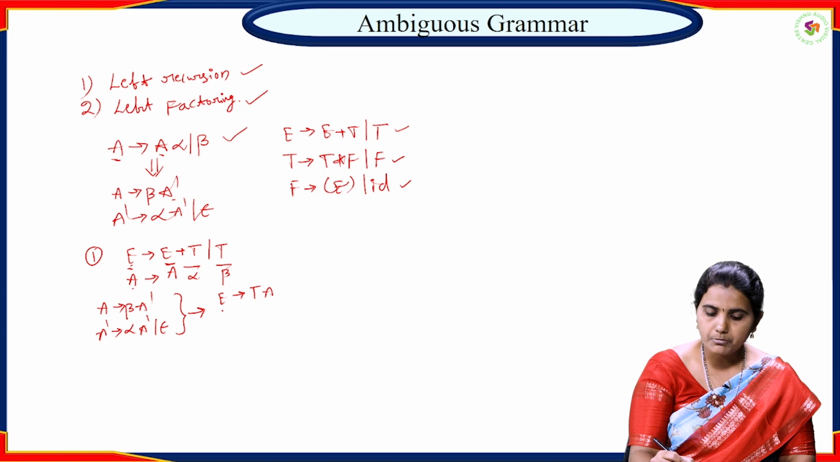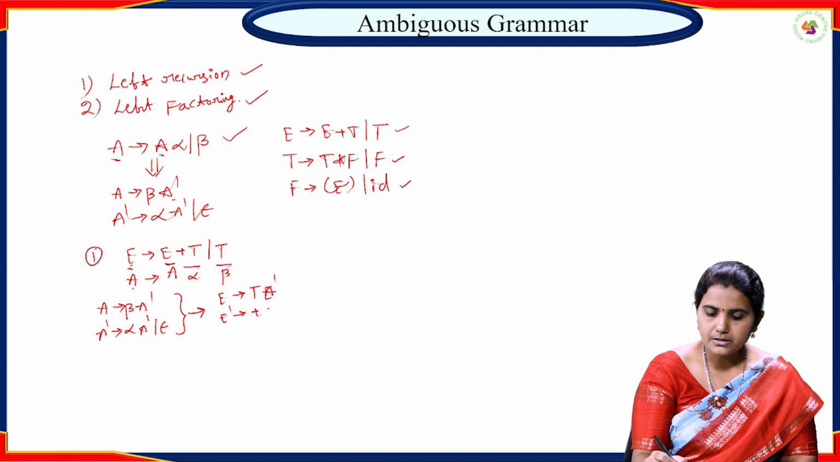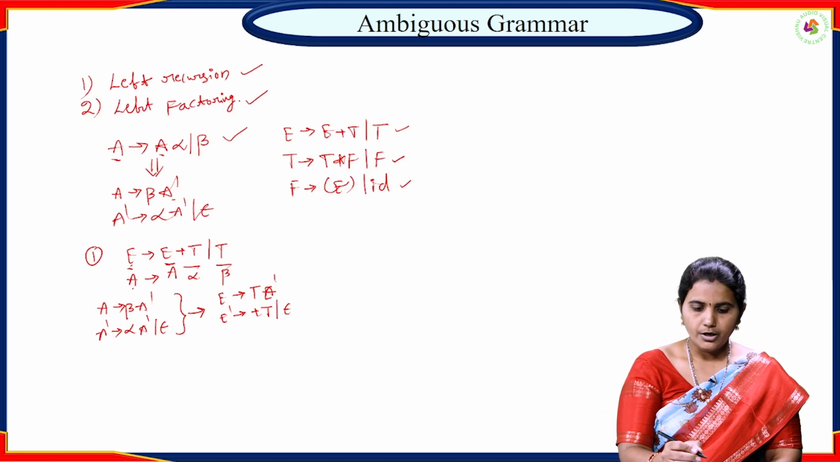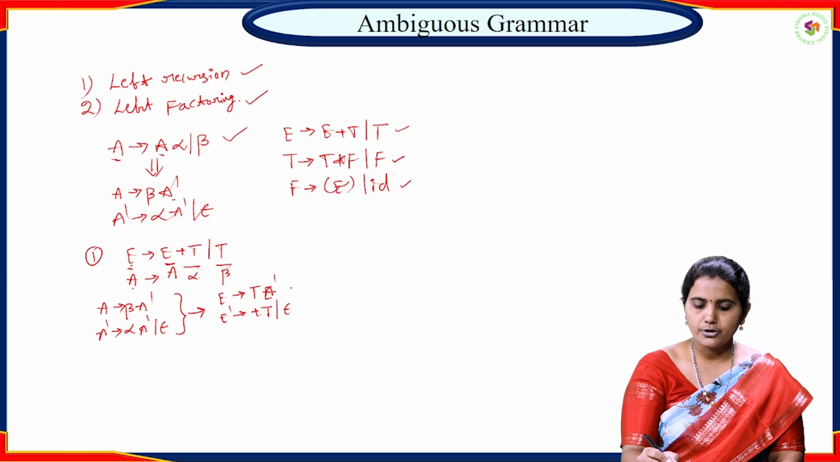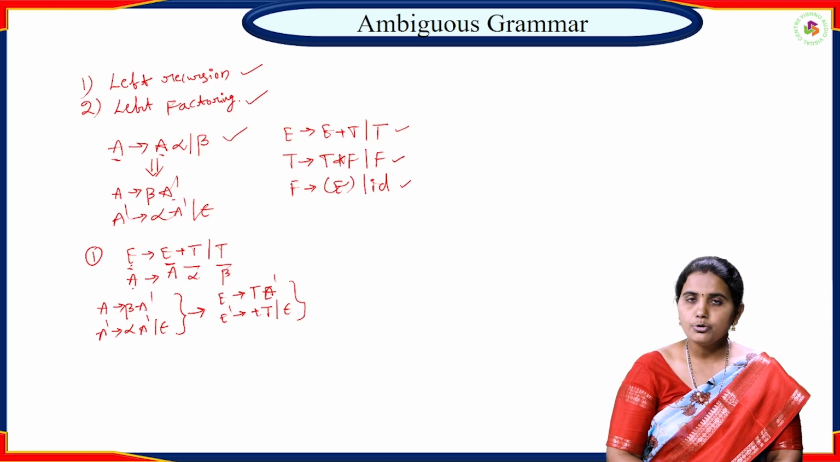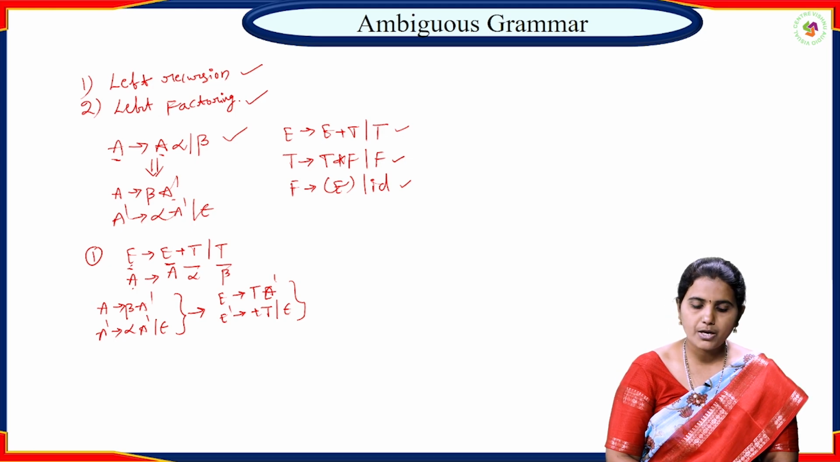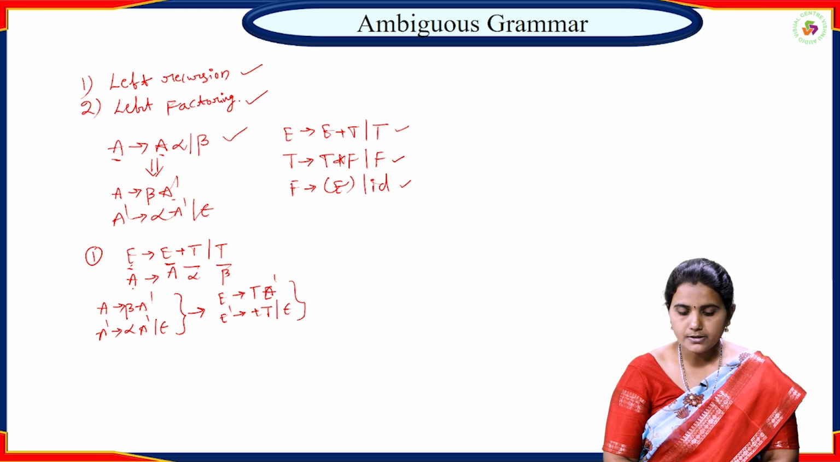Here your symbol is E, so you introduce the symbol E dash. E dash implies, what is alpha? Plus T, followed by epsilon. Using this first production, you produce the new productions: E implies T E dash, E dash implies plus T or epsilon.